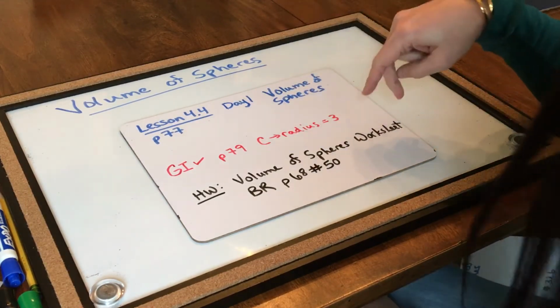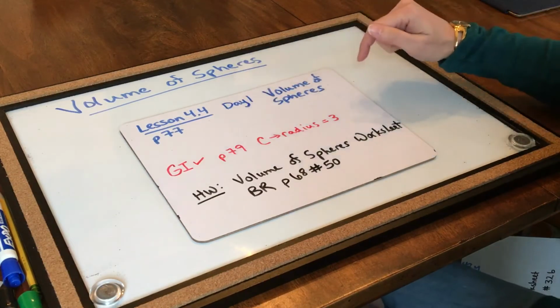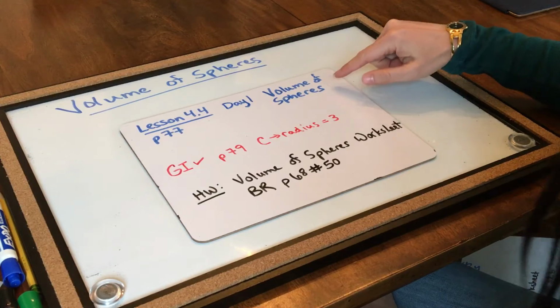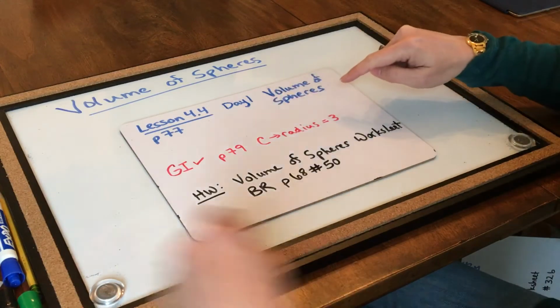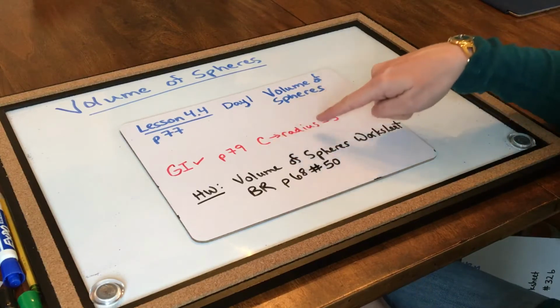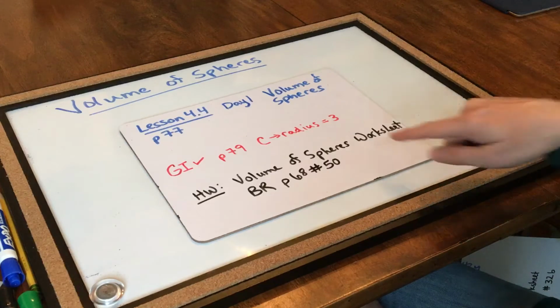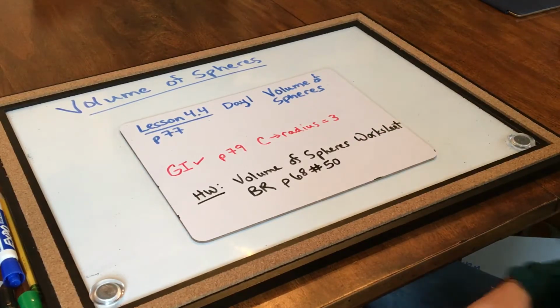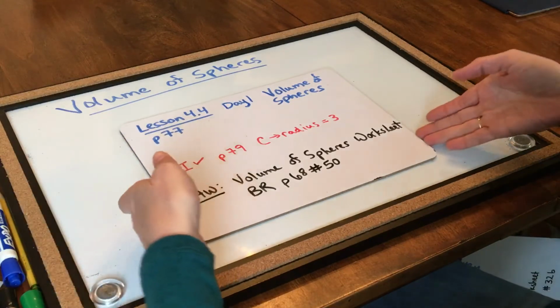We're going to spend 2 days on this because this is spheres and cones. So we're going to be working on page 77 in your book, and we're going to be doing just the volume of spheres today. We'll save cones for next time. Your gotta check is going to be on page 79, and on page 79 we're going to be doing C, and it's a whole chart, but we're only going to be doing the sphere with radius 3. And then your homework is going to be the volume of spheres worksheet, and our bell ringer is going to be page 68, number 50. All right, let's get started.